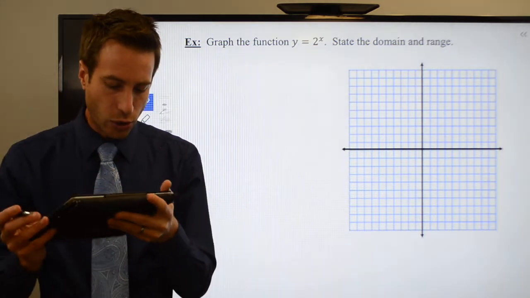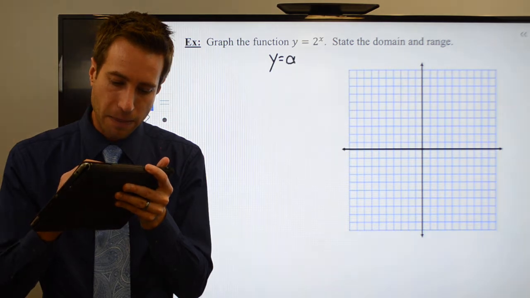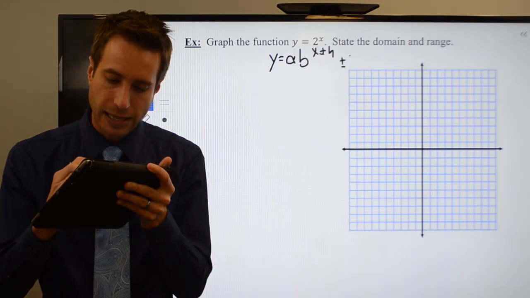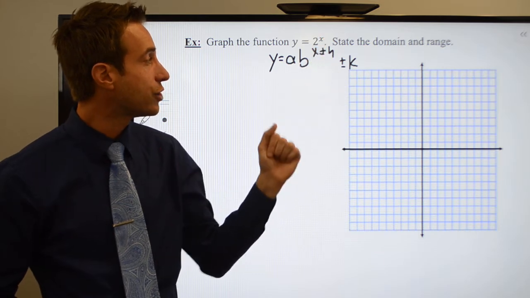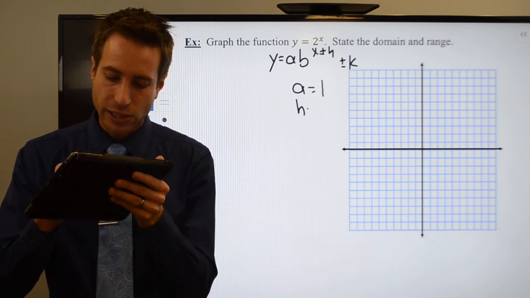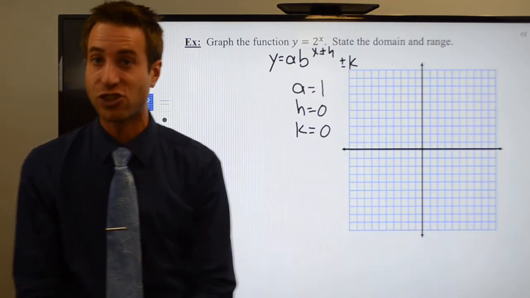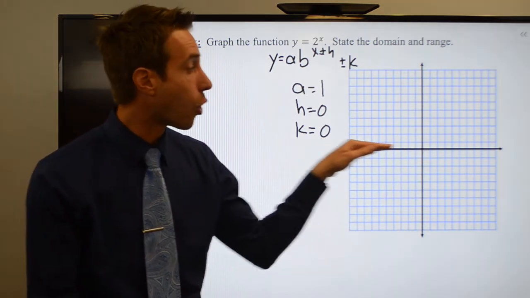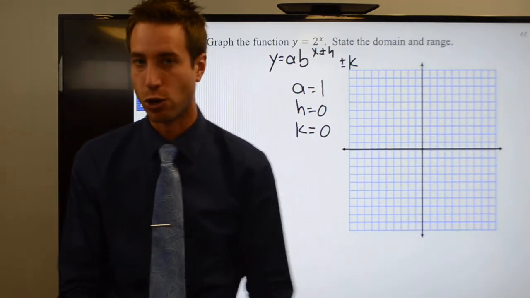There's no k. So we'll go ahead and write these down since we're doing transformations. y equals a, b to the x plus or minus h, plus or minus k. And what I notice again is there's nothing out front. I just have my b. There is no h in the exponent position. There's nothing tacked on the end. So I know that a is equal to 1, h is equal to 0, and k is equal to 0. What that means is I have no transformations. So I know my graph is going to go through the point (0, 1). I know that my graph is going to have a horizontal asymptote, that's the x-axis, and I know that my graph is going to increase from left to right because there are no transformations.